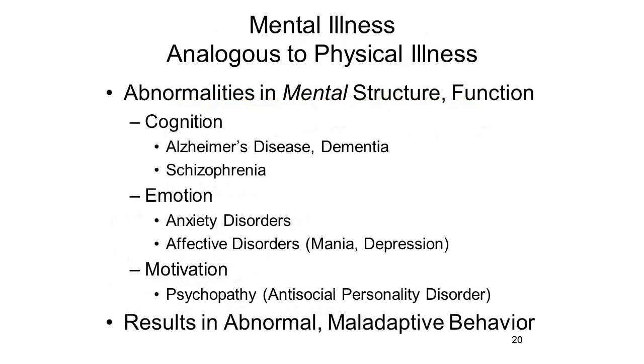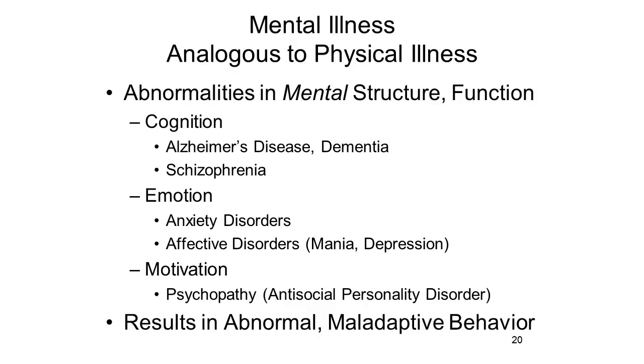Mental illness is analogous to physical illness. Physical illness, heart disease, lung cancer, whatever, entails abnormalities in anatomy or physiology. You've got a broken bone, you've got a tumor, you've got a heart murmur, you've got high blood pressure, you've got whatever it is you've got. And similarly, in mental illness, we're talking about abnormalities in mental structure or function.